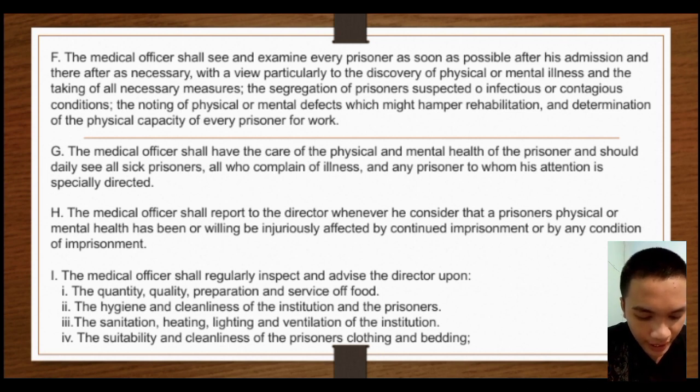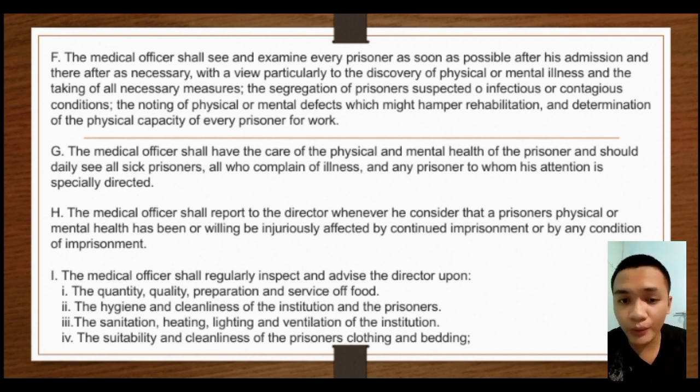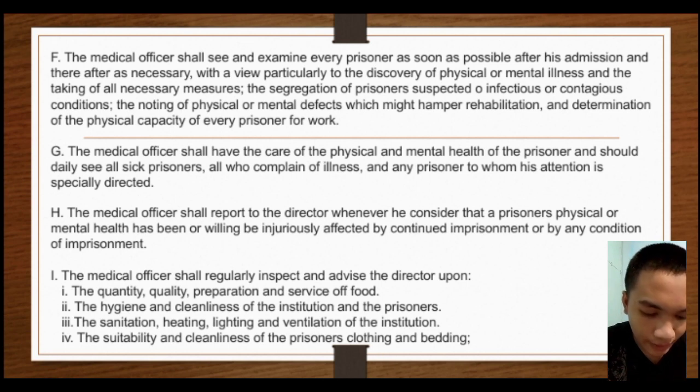2. The hygiene and cleanliness of the institution and the prisoners. Ang kahinlo sa isa ka prisoner, ang kalimpyo sa isa ka institution o sa prisuhan. 3. The sanitation, heating, lighting, and ventilation of the institution. So ang ventilation, kung naay bay hangin, dili ba alimuot, ang suga.